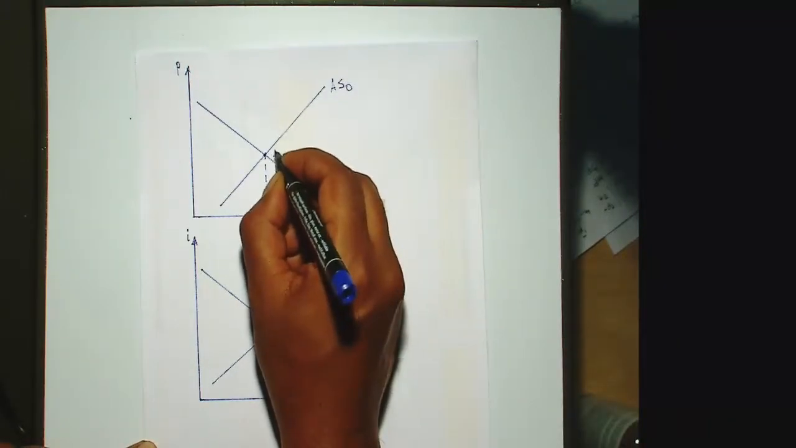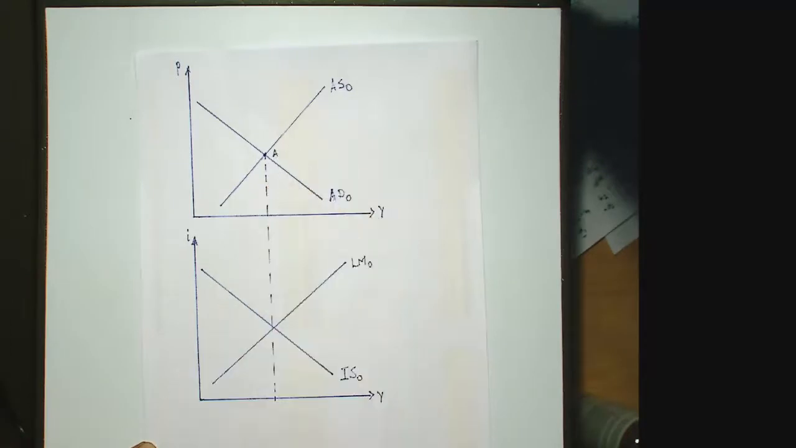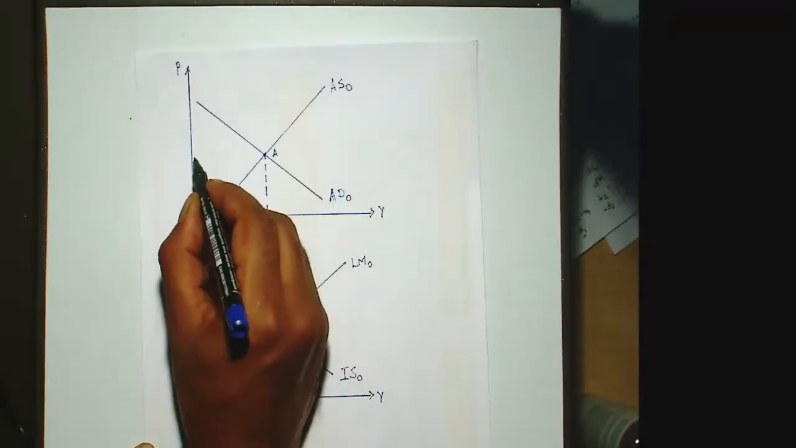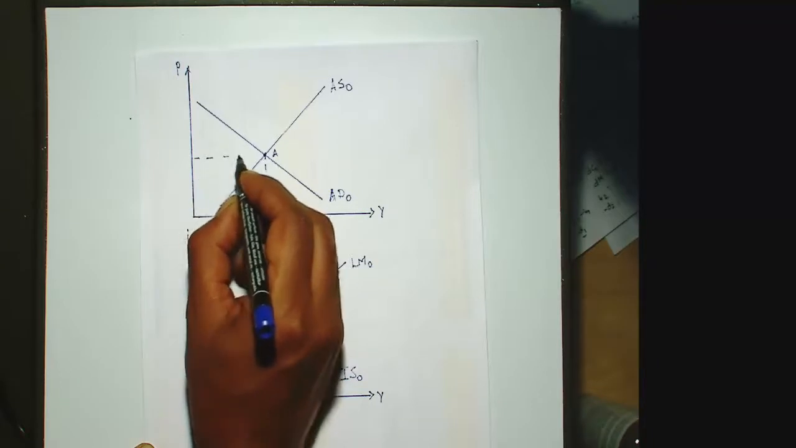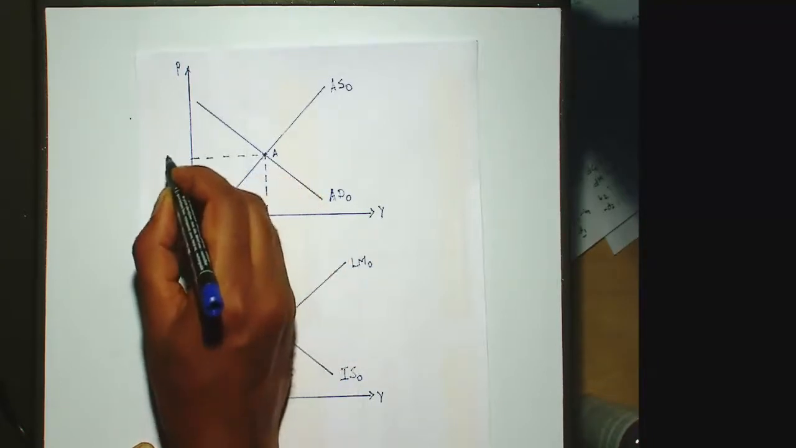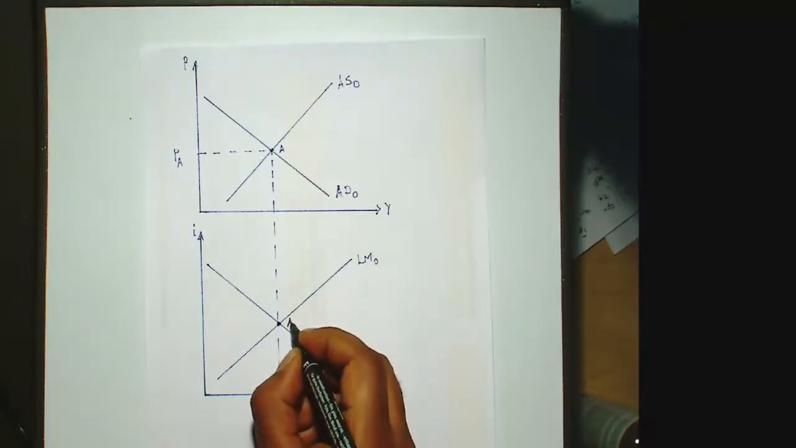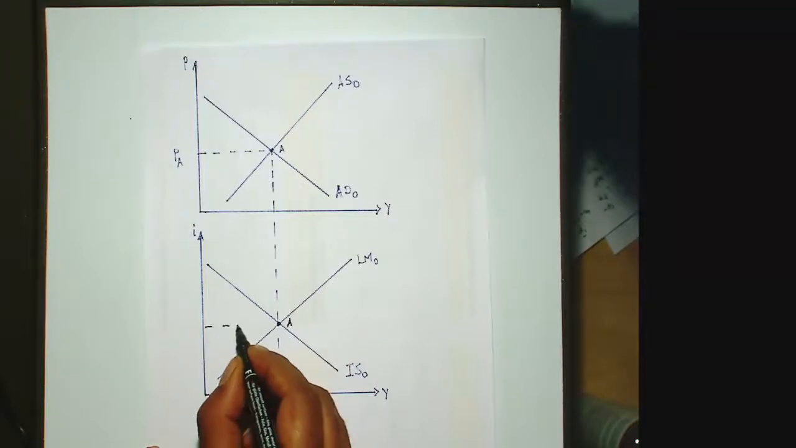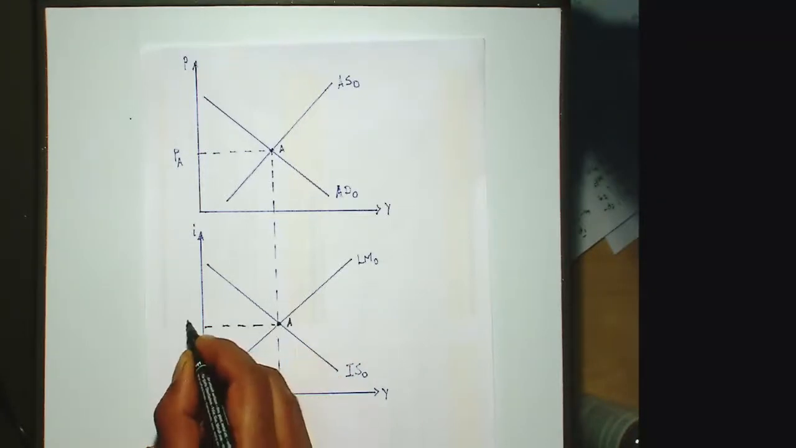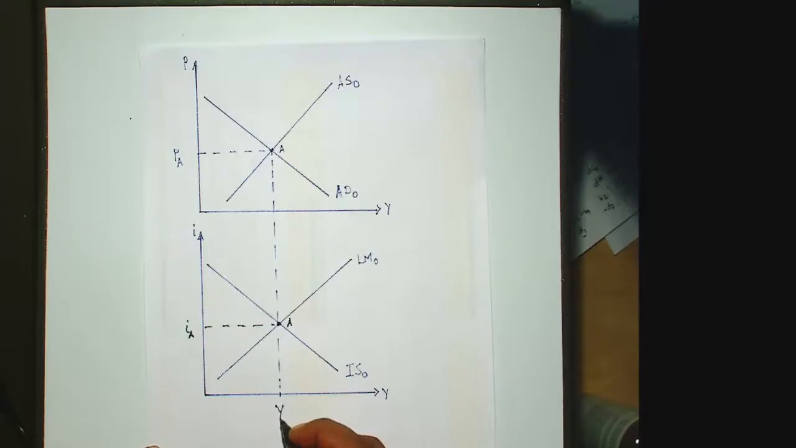So here we have a point of equilibrium in A where our price level is to be set as PA. In our ISLM model, we have also a similar equilibrium in point A where our interest rate is to be indicated as IA, and our income level in this regard is to be represented by YA.